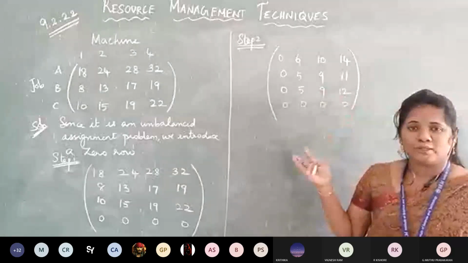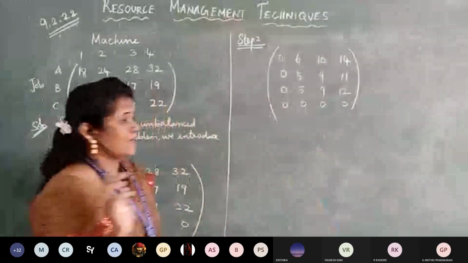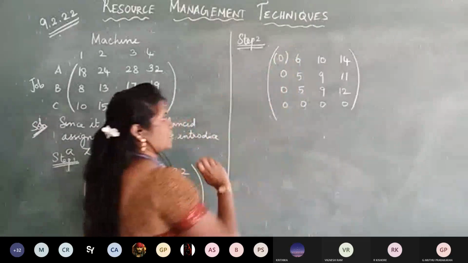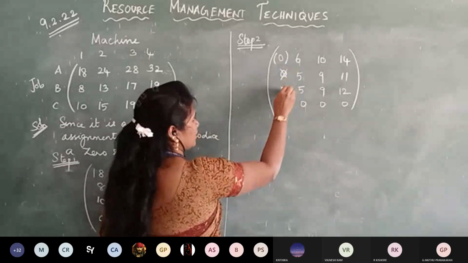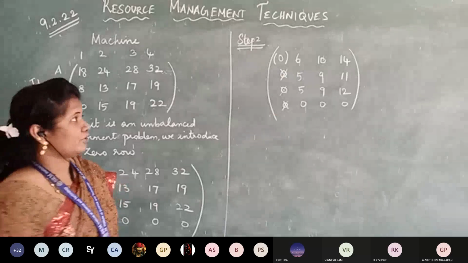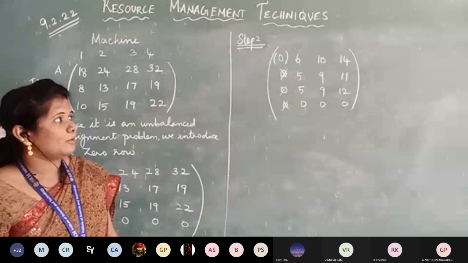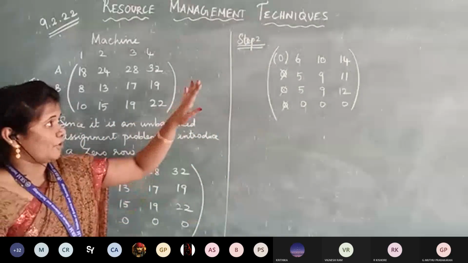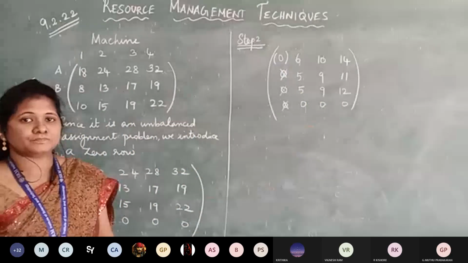Now try doing the allocation. You can do it here itself. Since I'm starting with the first row, your first row has got only one 0. So that allocation I'm taking. When I take this allocation, the others in that row and column you cannot take. Now if you see, only the first row has got an allocation and no other row has any allocation.